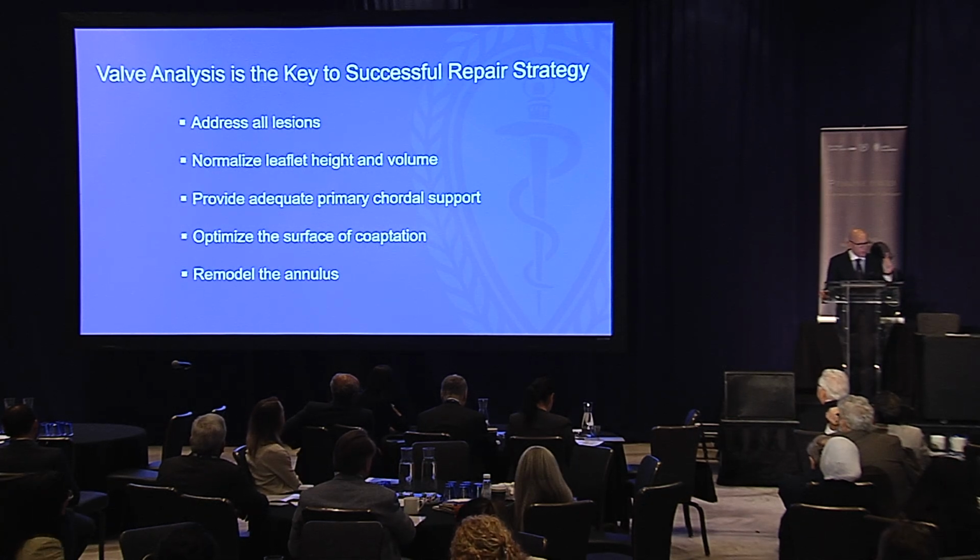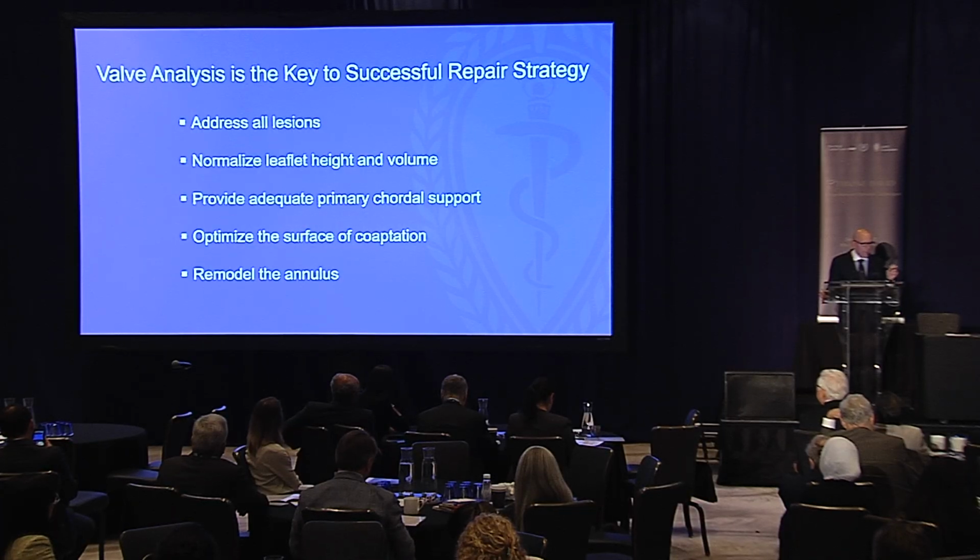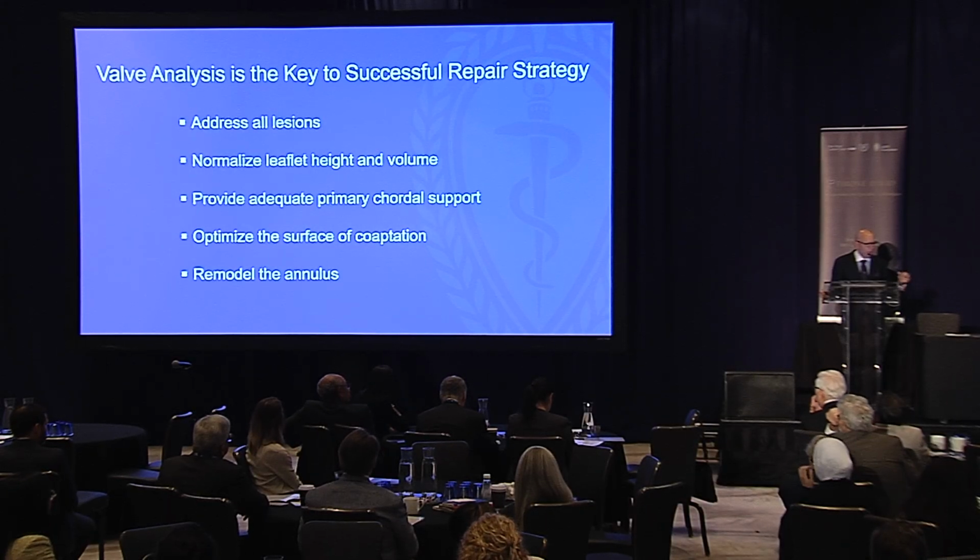Valve analysis, which starts with echocardiography and then is confirmed in the operating room, really is to identify dysfunction in lesions. You need to address all the lesions. It's not just prolapse. Our eyes are drawn to chordal rupture, but what we really want to think about is height and volume of leaflets and chordal support. We've got to have a good surface of coaptation.